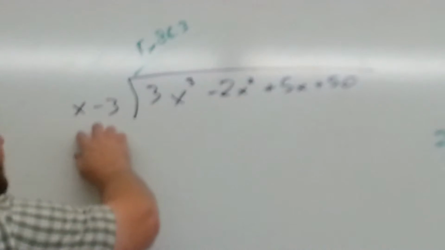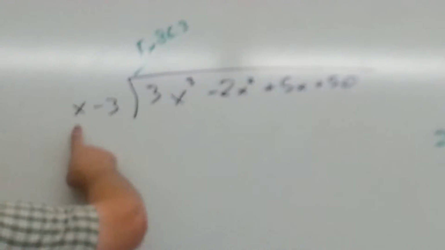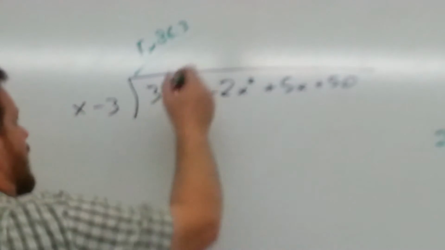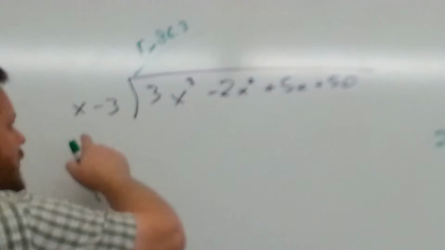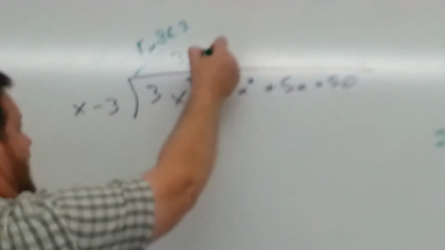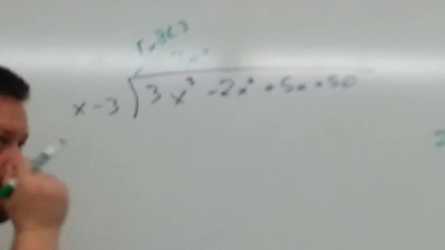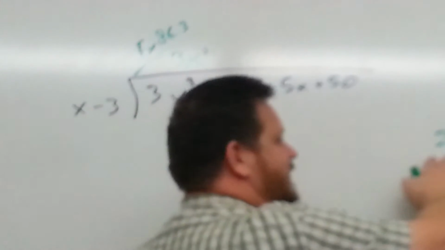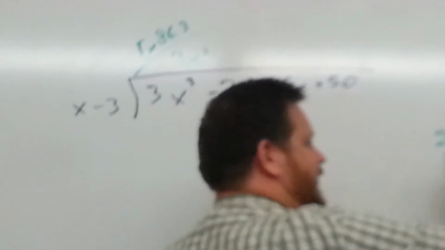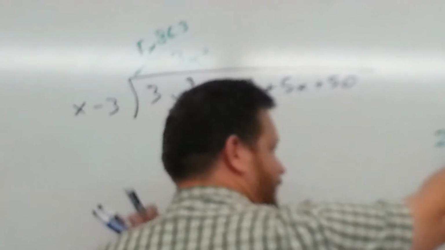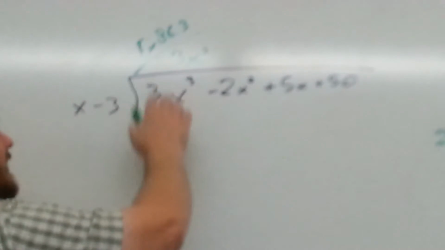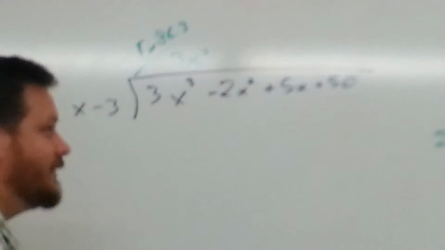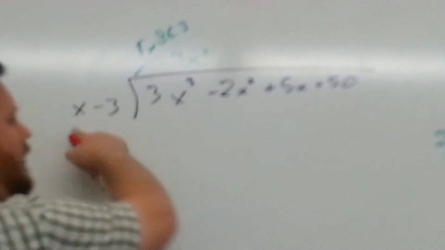So x minus 3. Let's take a look. Consider the x mainly. How many times does x go into 3x cubed? x times what gets us 3x cubed? 3x squared.